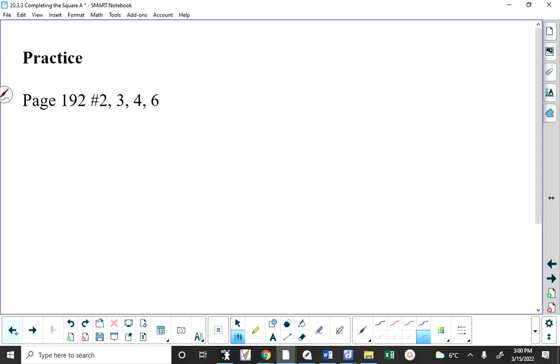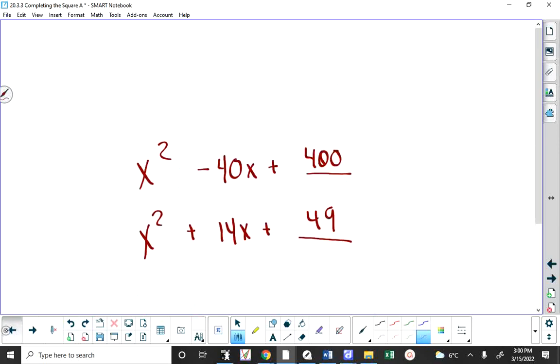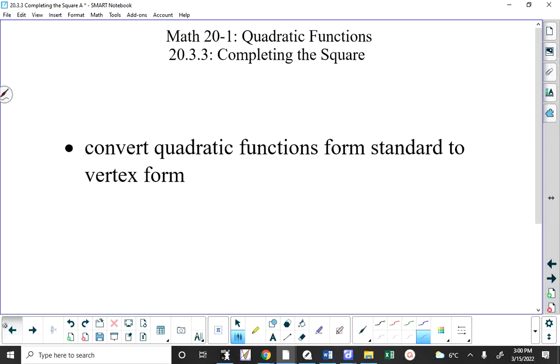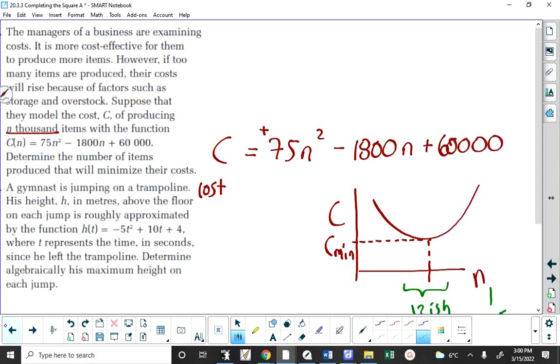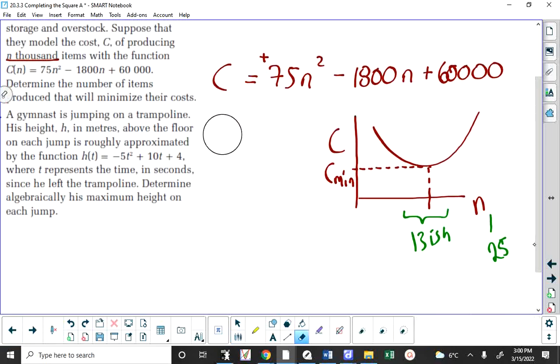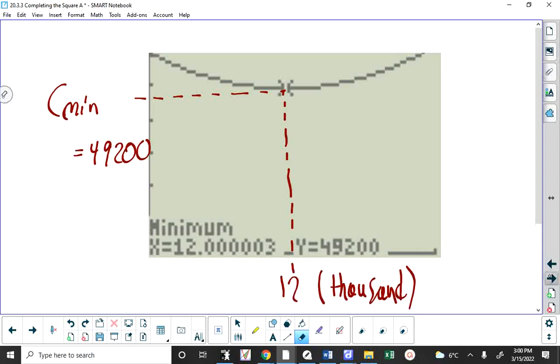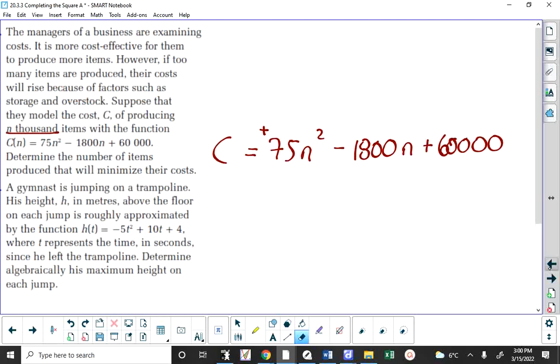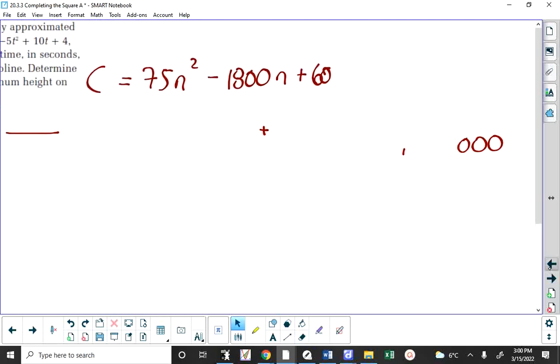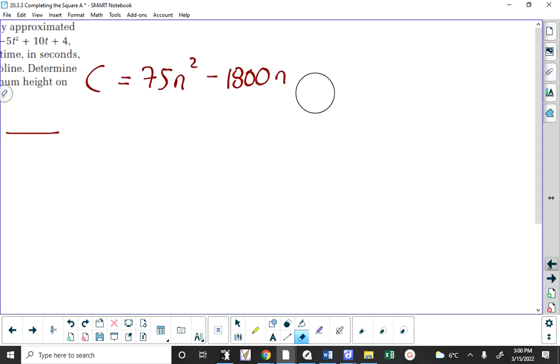Just for kicks, it's not wasting your time. I want to go back to the question about cost that we did. Could we have used what we now know about completing the square to turn this into vertex form to see where this minimum point is? Well, sure. You would start by prepping this function and nudging the constant term out of the way.